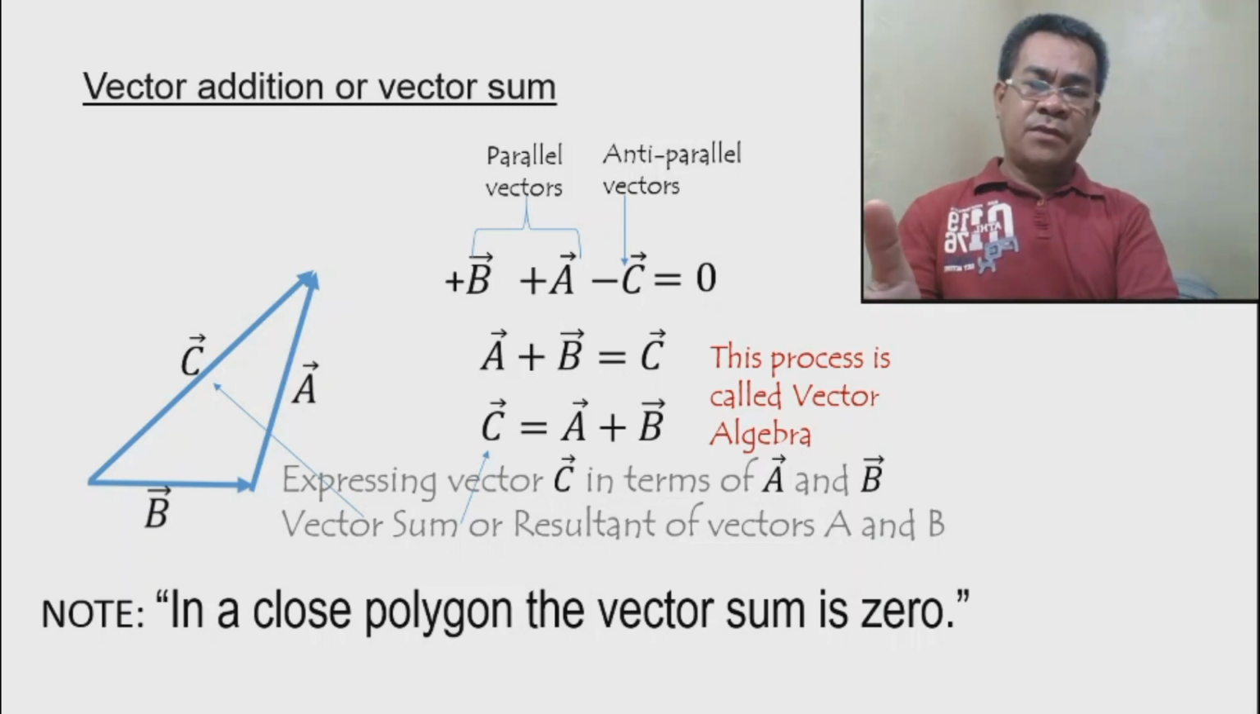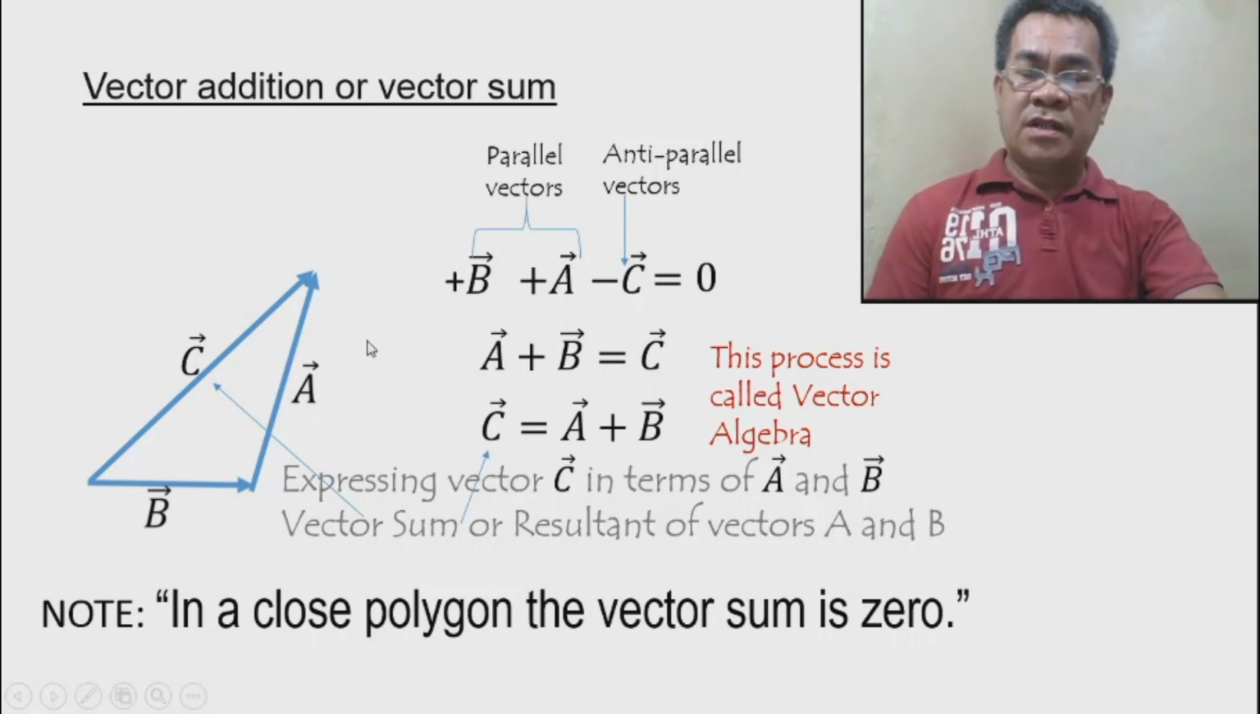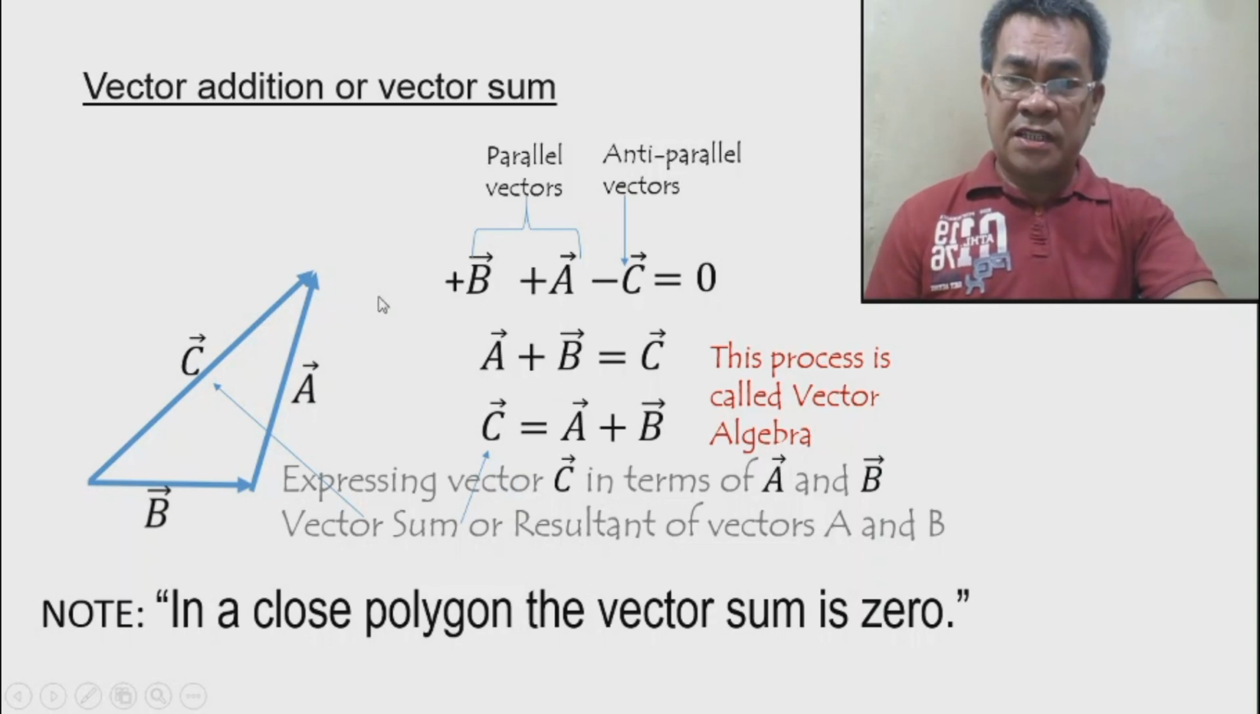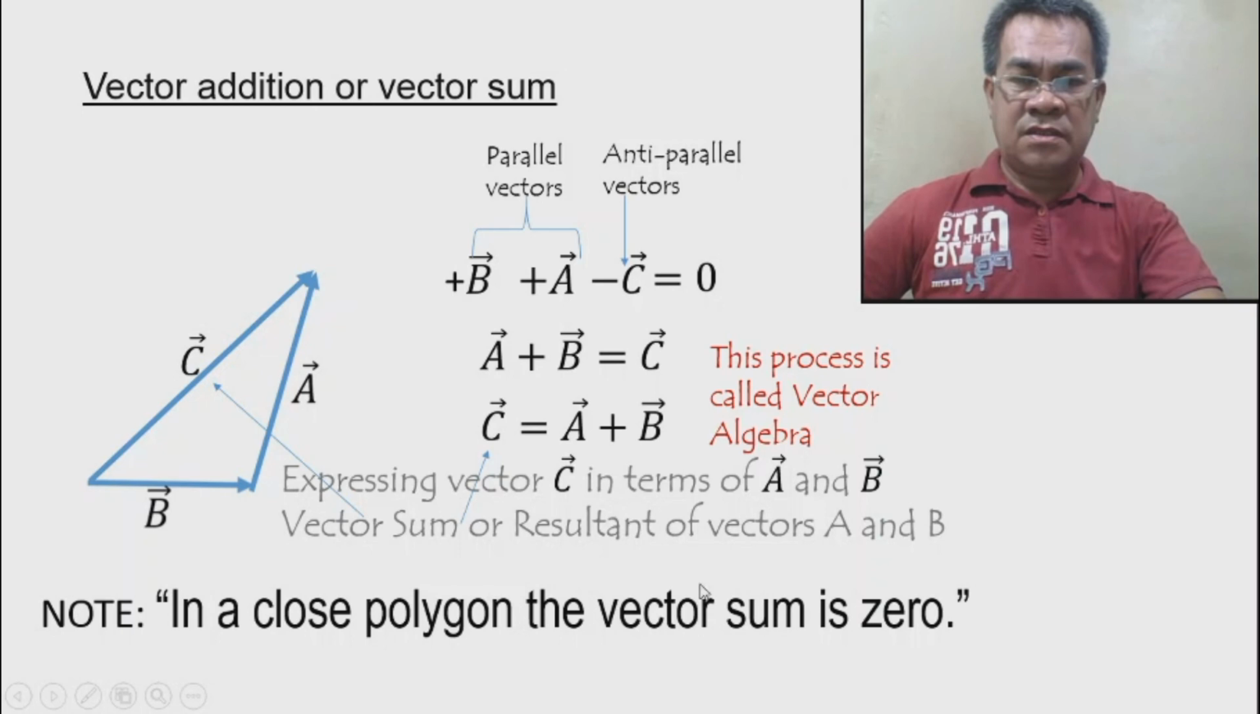And for the polygon, we will use the principle of the closed polygon. If that polygon did not close, then you can compute the closing line. The closing line is the vector sum from the initial point. We can study that in the polygon method of finding the vector sum. So we can express one vector in terms of the other. Very important, because that is vector algebra.